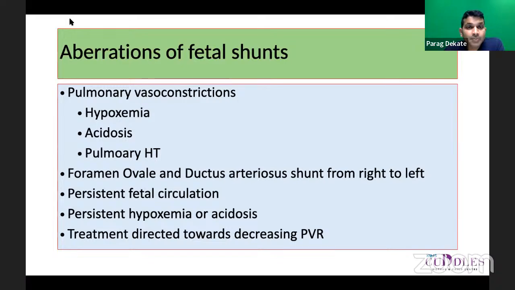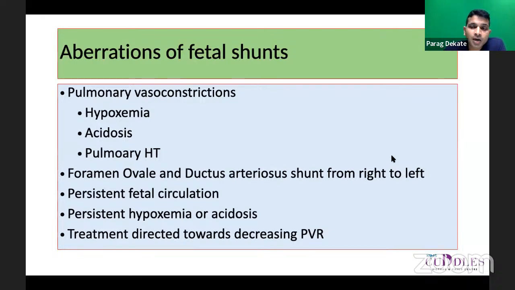So what are the various aberrations of the fetal shunts? When we saw a fetal shunt, there have to be some aberrations which are going to happen. So pulmonary vasoconstriction, there is a possibility of persistent pulmonary vasoconstriction, which is absolutely bad. What we call PPHN, it happens. It causes hypoxemia. Hypoxemia itself increases the pulmonary vasoconstriction. So it's like a vicious cycle. Acidosis, again, H plus ions, is one of the very potent stimuli for pulmonary vasoconstriction, which itself causes pulmonary hypertension. And what happens is usually foramen ovale and ductus arteriosus shunts, whether postnatal or fetal, are right to left. But postnatal, if you have pulmonary vasoconstriction, what will happen?